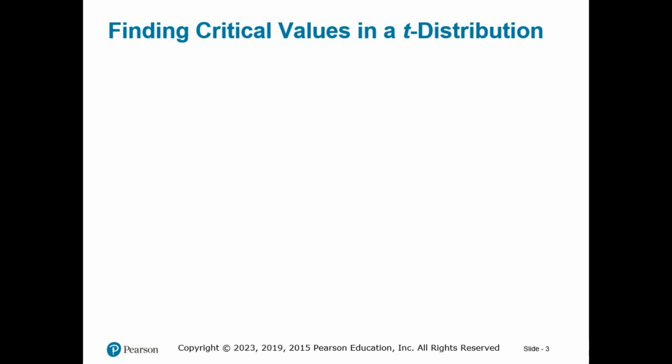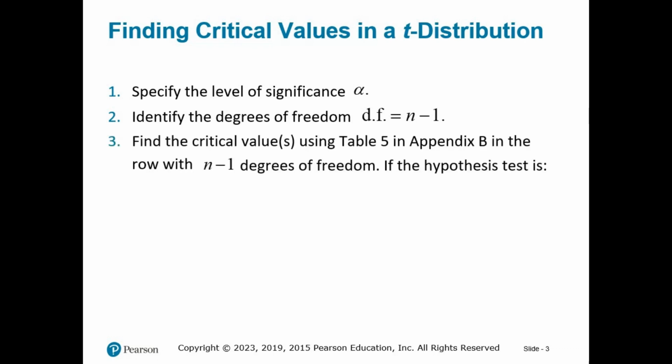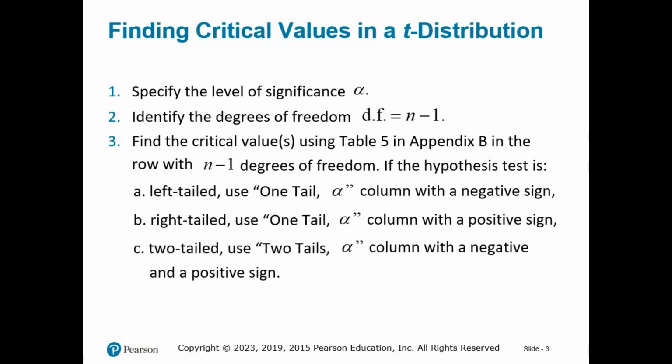When we're finding critical values in a t-distribution, we need to do a few things. We need to specify the level of significance alpha. We need to identify the degrees of freedom, n-1. We need to find the critical value using the table from Appendix B in your e-text. You'll see the one-tailed and two-tailed tests labeled on the t-distribution chart. For a left-tailed test, we just use the negative t-value. For a right-tailed test, we use the positive t-value. For the two-tailed test, we use both a negative and a positive value.